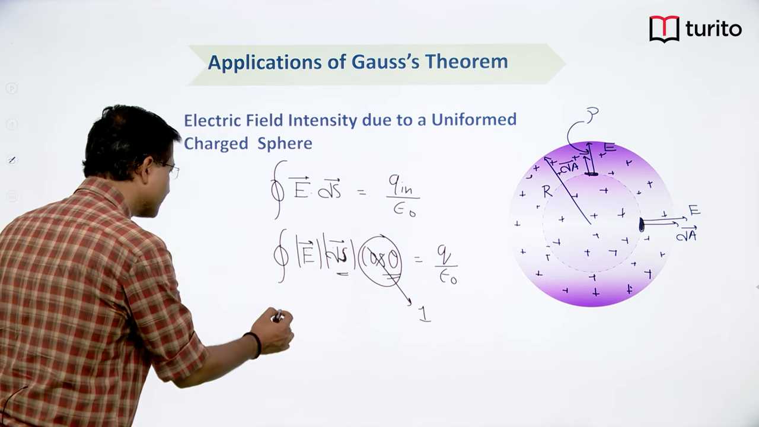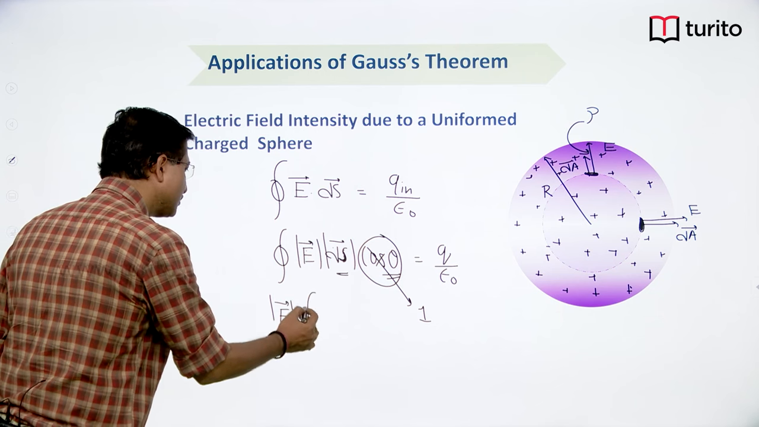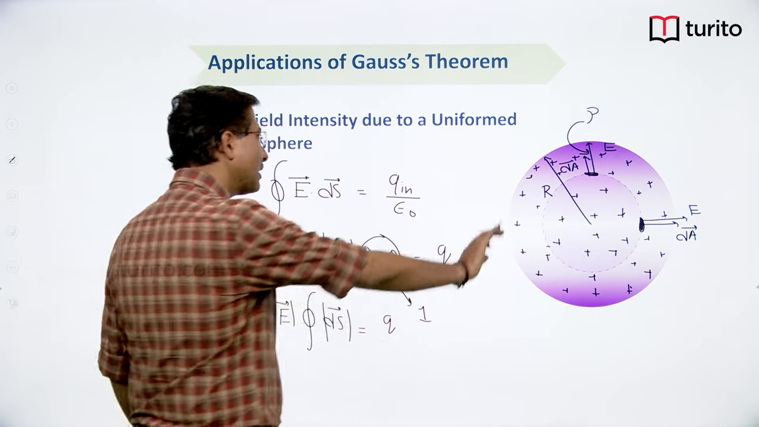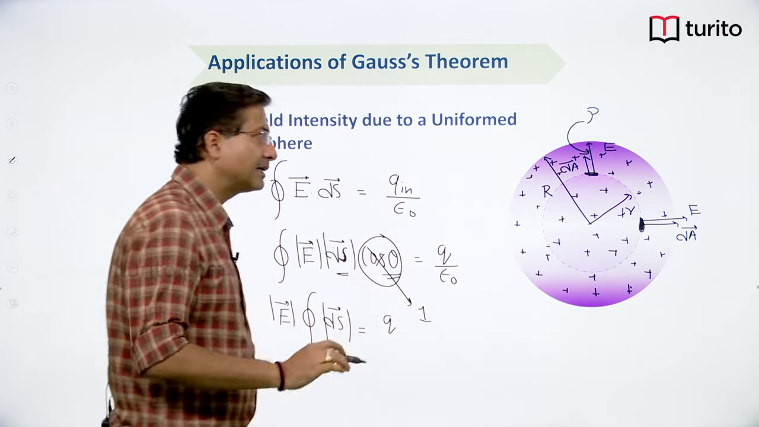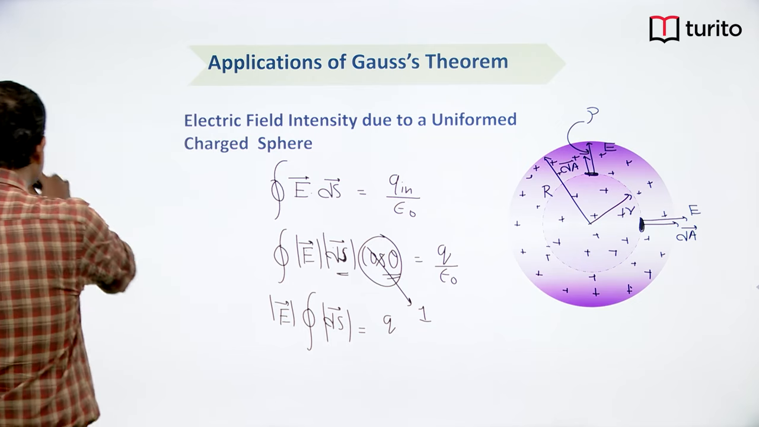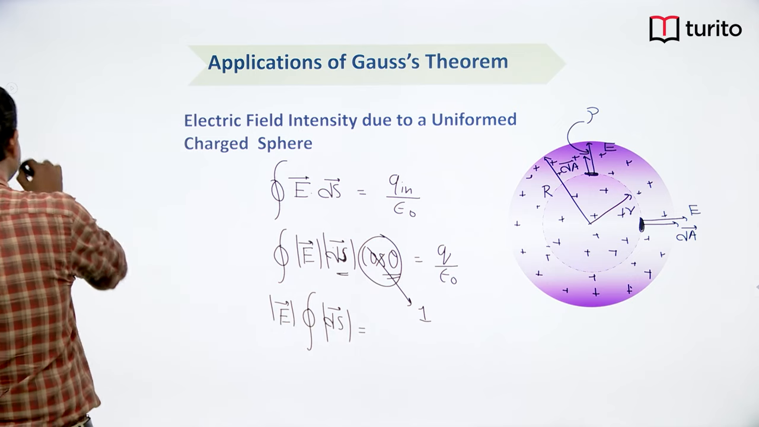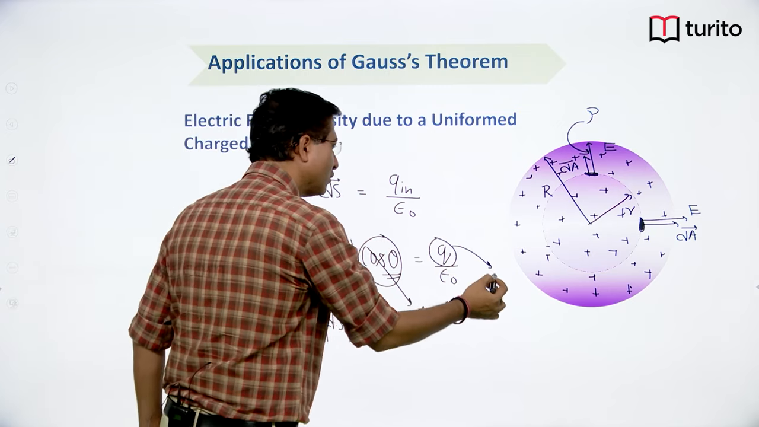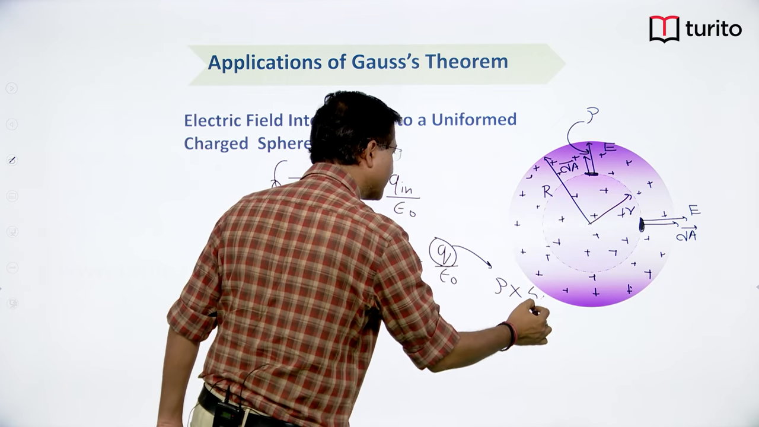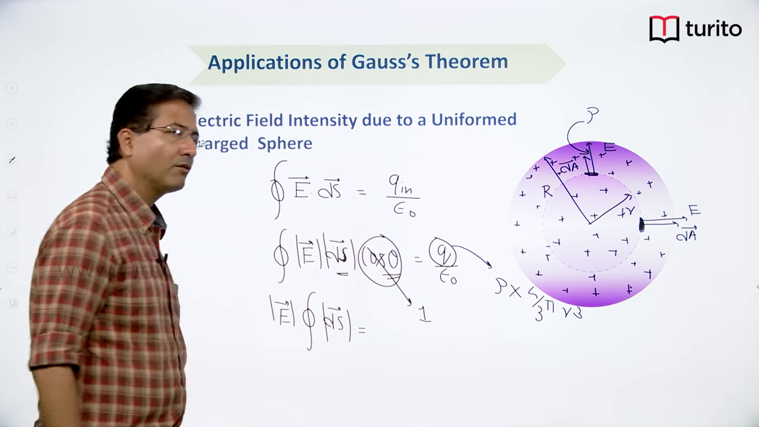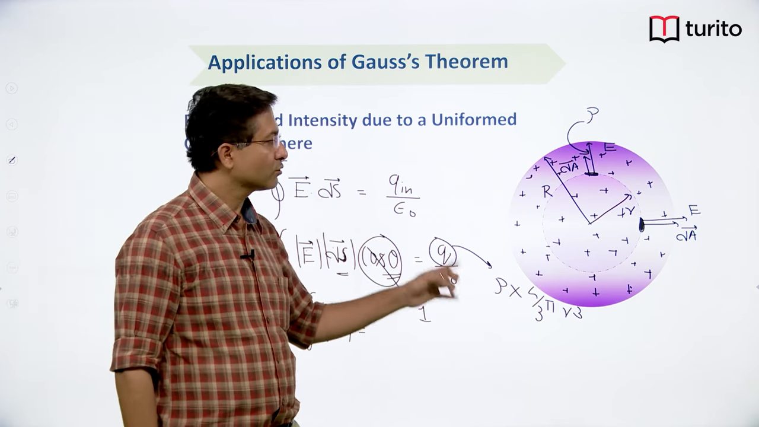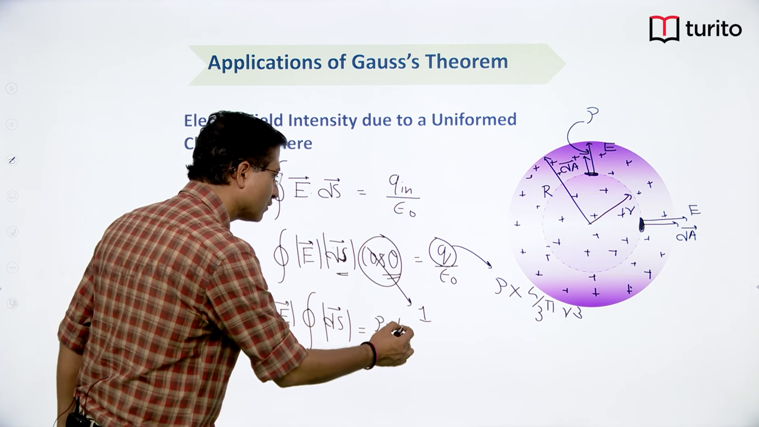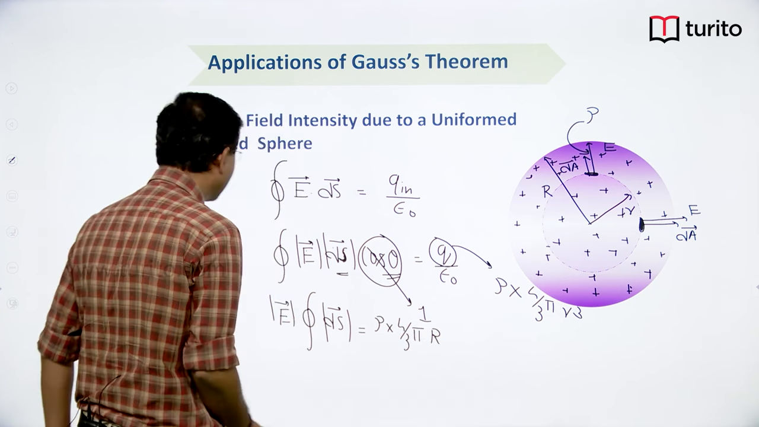I can take E out, and then you can see that I need to integrate over the whole surface. This side I have to write charge enclosed. So how much charge will be enclosed by the surface if the radius of the surface is small r? In place of this charge, I can write rho into volume of this part, 4 by 3 pi r cube. Volume charge density is nothing but charge by volume. So charge is volume charge density into volume, right. So this side I can write rho into 4 by 3 pi r cube, small r.